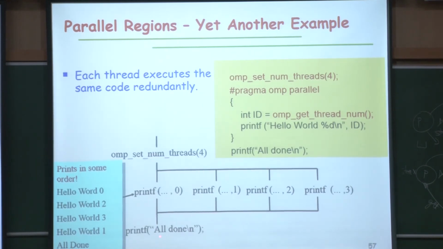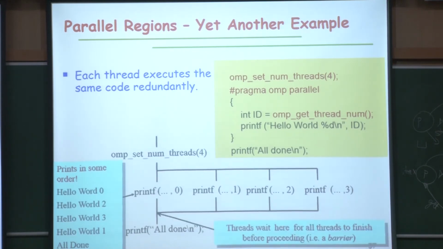What about all done? Can it happen before any of these things? No, it has to happen after all of these things have happened. Okay. Good. So far so good. As I mentioned earlier, there is an implicit barrier here. The master thread waits for all the worker threads to complete, and only when it knows all of these worker threads have completed, it will go to the next statement.